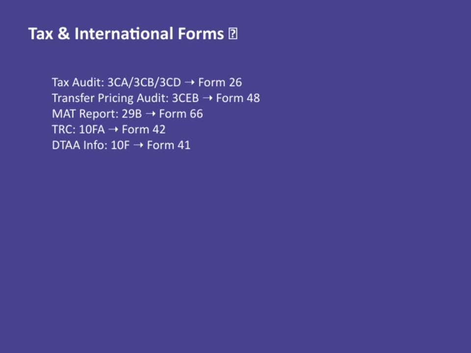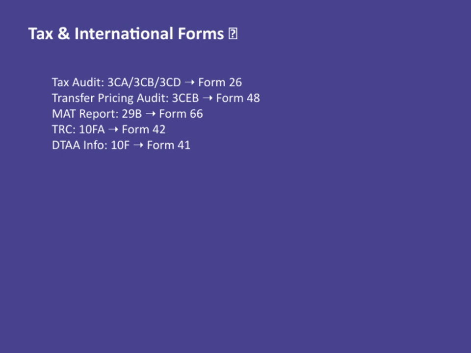This is particularly important for multinational companies to demonstrate compliance with transfer pricing regulations. Moving on to the MAT or minimum alternate tax, the report is filed using Form 29B, and the final submission is made through Form 66. This process ensures that companies pay a minimum amount of tax, regardless of their deductions or exemptions. For the Tax Residency Certificate, or TRC, Form 10FA is used, and the corresponding form for filing is Form 42.